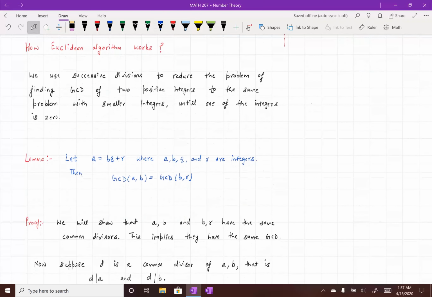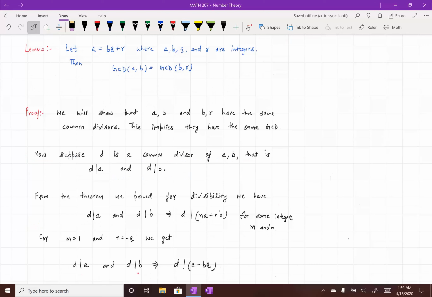So how does this Euclidean algorithm work? We use successive divisions to reduce the problem of finding the GCD of two positive integers to the same problem with smaller integers until one of the integers is 0. And the non-zero integer left at the last step is going to be the GCD of your original problem.